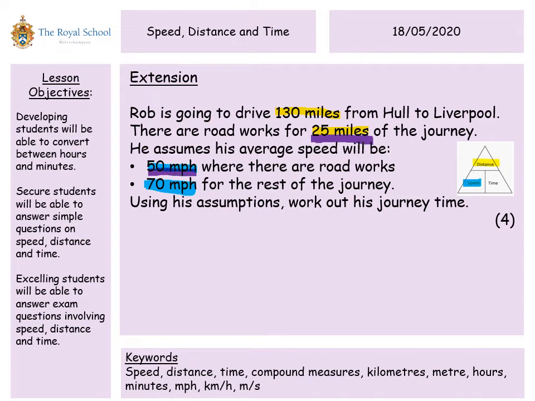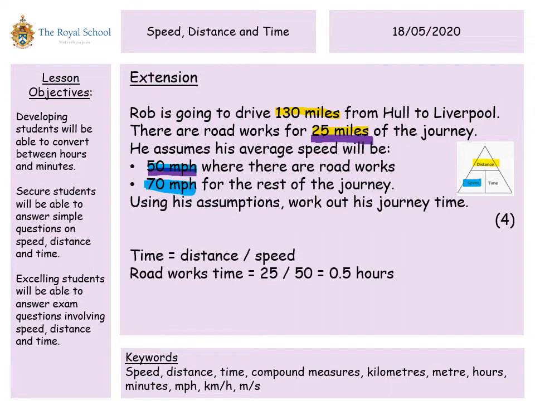As we can see from the triangle, time is going to be distance divided by speed. So going through the roadworks, we would need 25 miles divided by 50 miles per hour, and that's going to get us our time taken. So distance divided by speed. So the roadworks are going to have 25 divided by 50, and it's going to give us 0.5. Remember, if our speed's in miles per hour, then our time is just in hours as well.